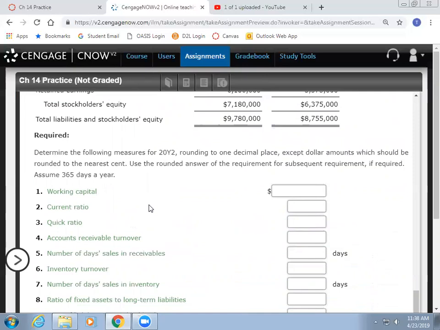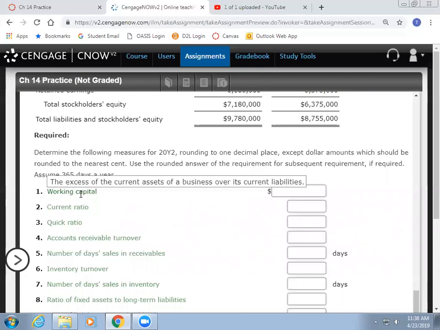So it says determine the following measures, rounding to 1 decimal place, except dollar amounts, which should be rounded to the nearest cent. If you have a rounded answer, use a rounded answer for any subsequent calculations. And then we're going to assume 365 days a year. Again, the good news is on your homework, if you mouse over anything in green, it gives you the definition, which is nice, right?